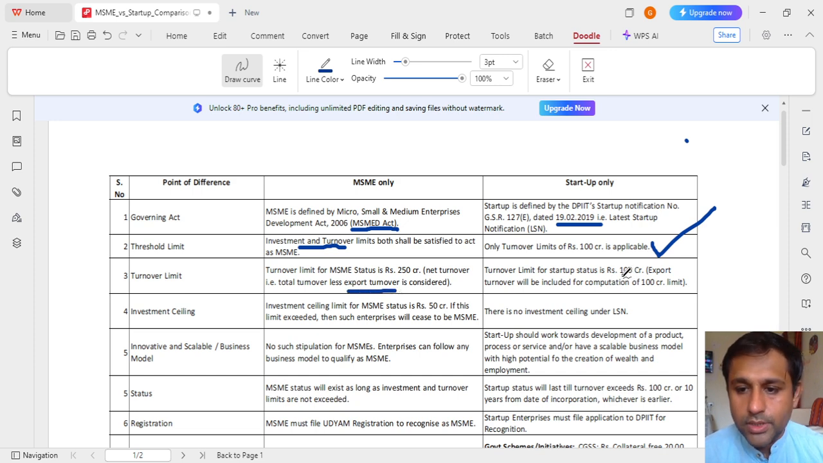Whereas this 100 crore, which is for startup, includes all types of turnover, be it export turnover or domestic turnover. It will be inclusive of all the turnover, whereas for MSME export turnover will be excluded. Investment ceiling for MSME is rupees 50 crore. That is the maximum investment. Beyond that, you will not be qualified as an MSME, and there is no such ceiling for startup under the latest startup notification.